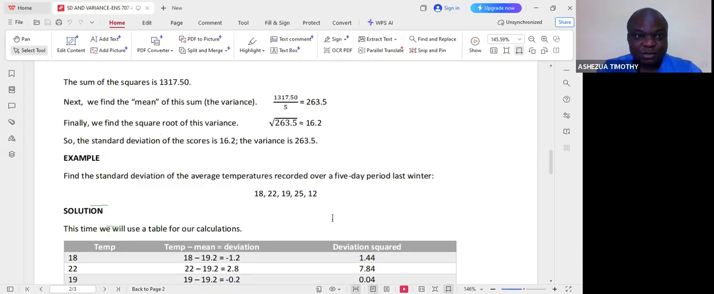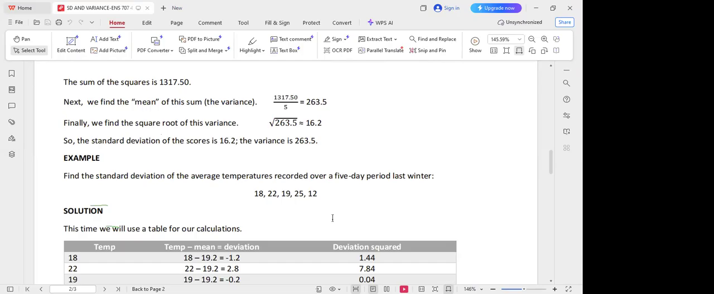Variance is the square of the standard deviation. So we say the standard deviation of score is 16.2, while the variance is 263.5. Once you find the variance, if you take the square root of the variance, you get the standard deviation. Is that okay? Yes, sir.